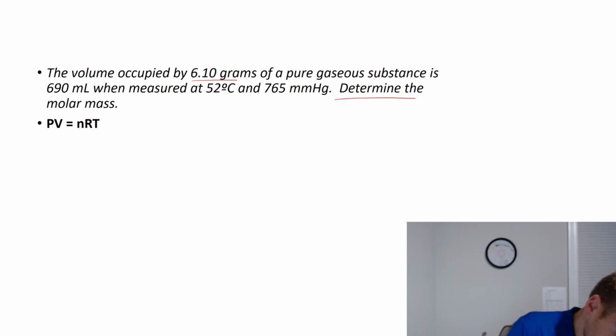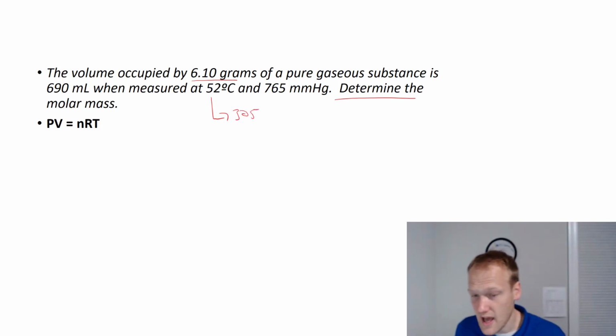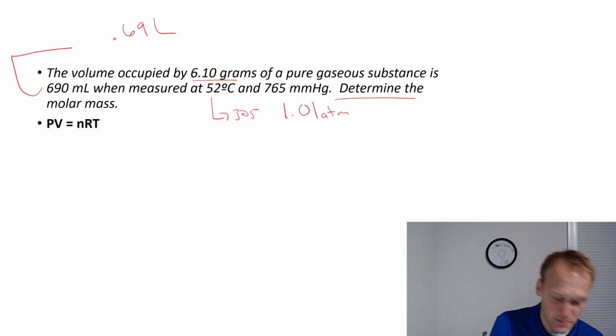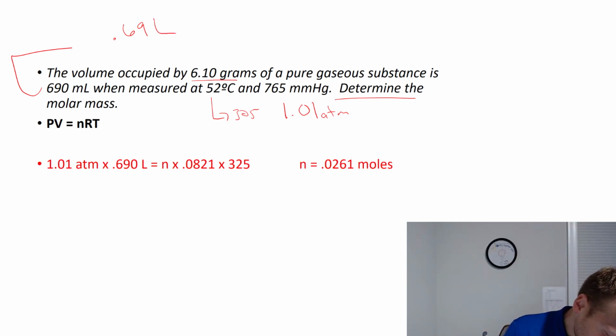But the first thing we're going to do is set up our PV=nRT equation. This needs to be converted to Kelvin, which would be 325. Our pressure needs to be converted to atmospheres, which would be 1.01. And our volume needs to be converted to liters, which would be 0.69 liters. Now we're ready to set this problem up. PV=nRT is going to look like this. We have our pressure times our volume equals n, our number of moles, times our constant R times 325.